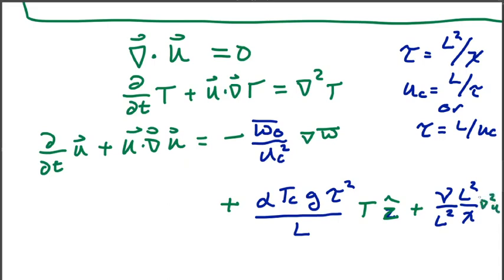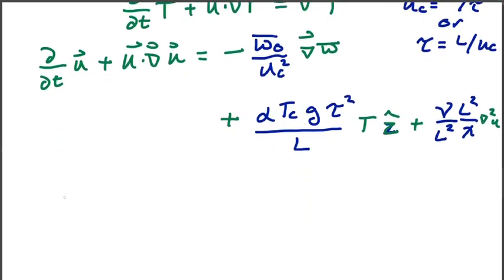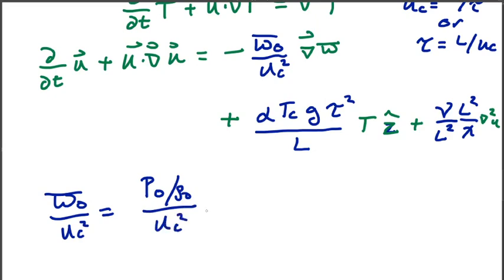I'm writing these out with some care because we have a couple of new non-dimensional numbers in this system. The first of these non-dimensional numbers shows up in front of the omega term. We have omega naught over u characteristic squared. And omega naught is p naught over rho naught over u characteristic squared. And if we were in an ideal gas, that would be something like our T naught over u characteristic squared for an ideal gas. And this is actually our sound speed squared.